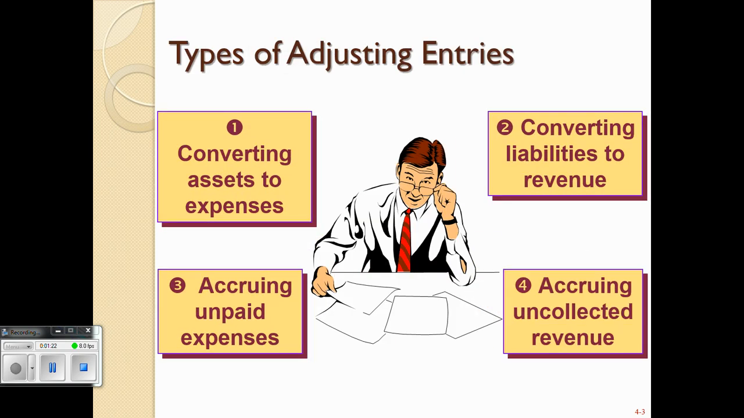There are four types of adjusting entries in this video. In this part of the video, I plan on covering two of them, which are assets to expenses and liabilities to revenue. Since I'm going to discuss them at that point, I'll talk about them when we get there. Three and four will be discussed in the second video to chapter 4.